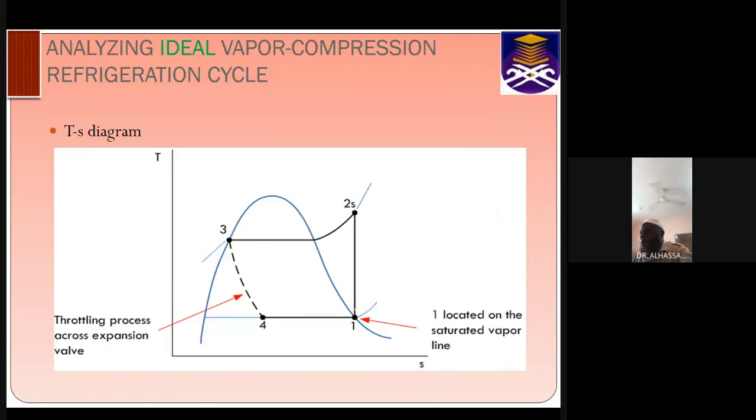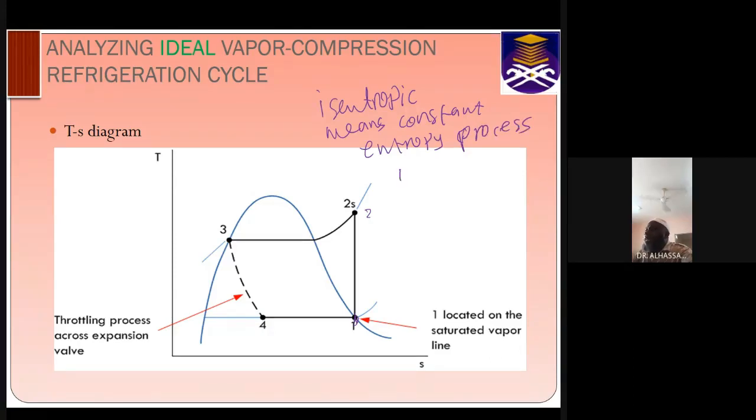So here we have isentropic compression from state 1 up to state 2. So when we say isentropic, what do we mean by isentropic? Isentropic means constant entropy process. A process in which you have S1 equals to S2. You understand? So S is given by the entropy.